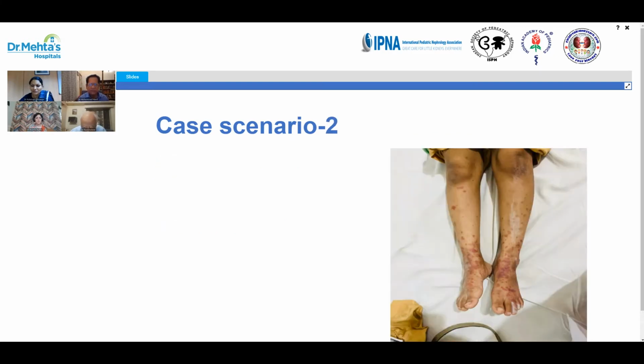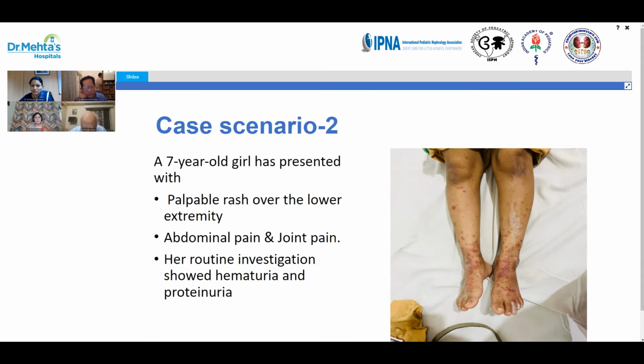Then another case is a 7-year-old girl who presented with a palpable rash over the lower extremity, abdominal pain, and joint pain. Her routine investigation showed hematuria and proteinuria. If you look at this picture, there is a palpable rash and also some swelling on the left leg. So this is a typical picture of Henoch-Schönlein purpura.